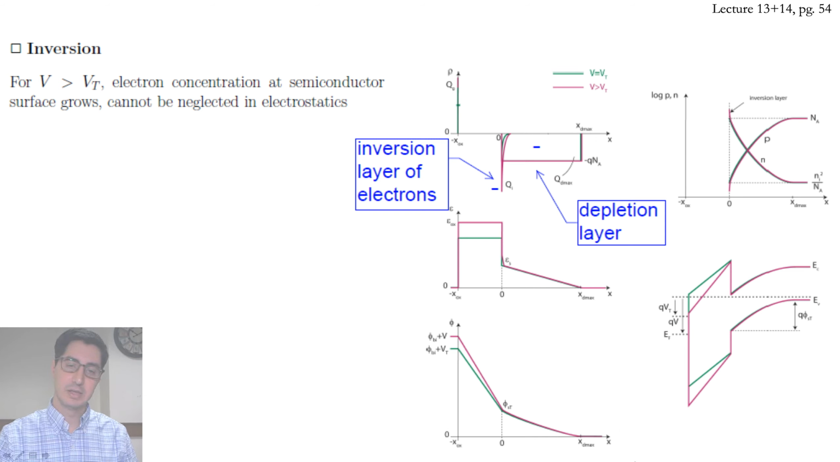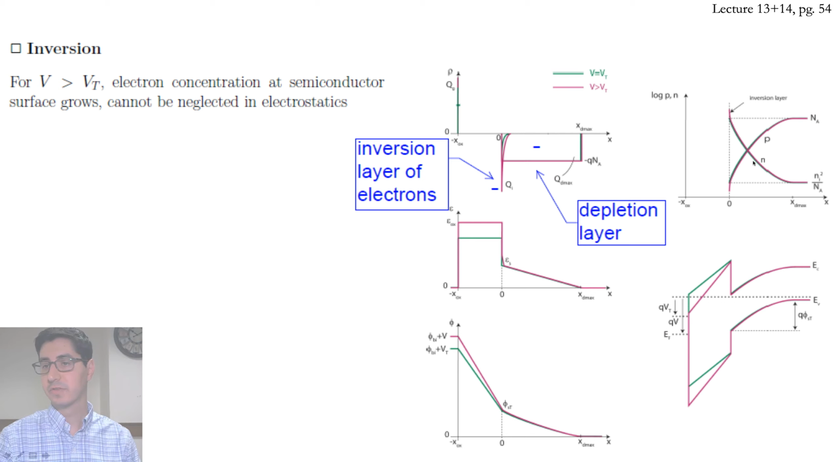If we look at a plot of the electrostatic potential, as we go to a more positive bias past threshold, of course we have to have a larger potential drop across the entire structure, but we see that most of that additional potential drop occurs across the oxide and not across the semiconductor. Well, why is that? Because it only takes a very, very small change in the semiconductor surface potential to give me a very large change in charge.